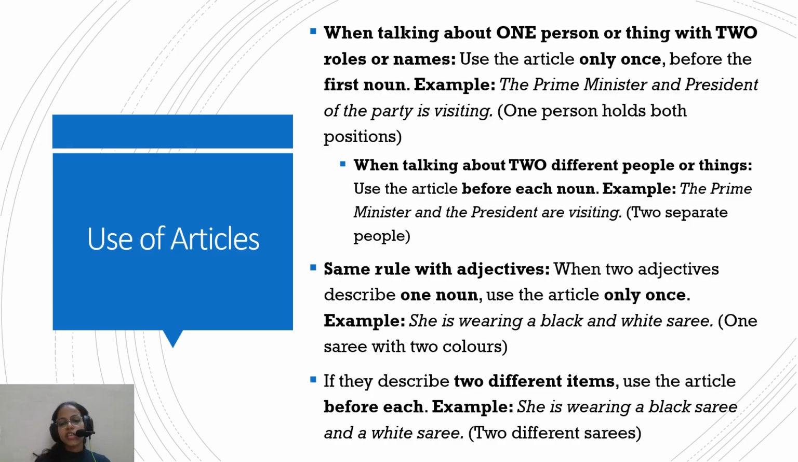Same rule with adjectives also. When two adjectives describe one noun, you use the article only once. So she's wearing a black and white sari. The sari has a black color and a white color. So she's wearing a black and white sari.